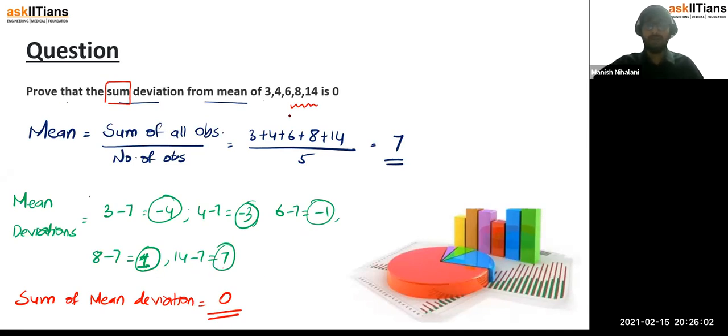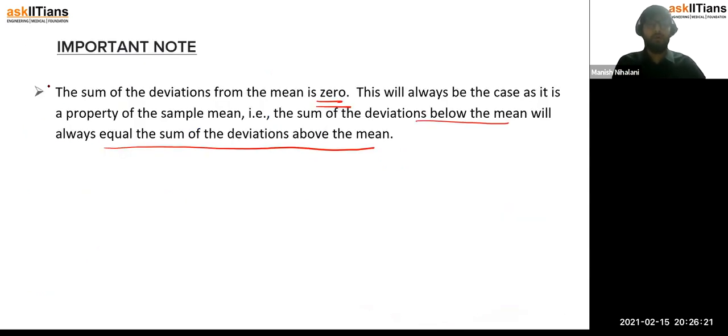And how many observations were below the mean, below 7? There were 3 observations below the mean: 3, 4 and 6. Their deviation is minus 8. So the sum would be negative 8 plus 8, which is 0. So this will always be the case. That is, the sum of deviations from the mean is always 0. Mean deviation is always 0.